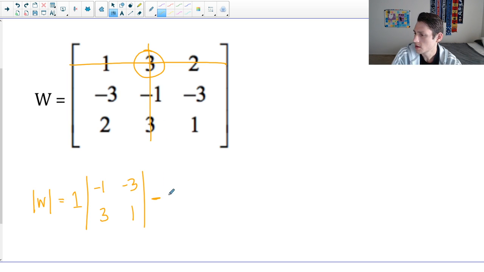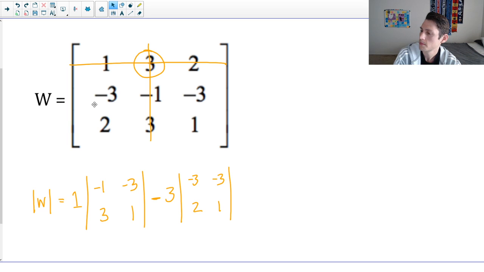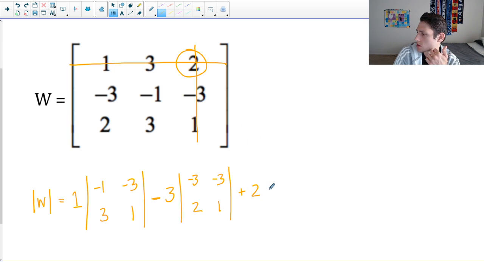Now remember, for the second one, it's minus. We put a minus sign here. That's just part of the formula. So -3, -3, -3, 2, 1. Shift over to now look at that last column from the top row, 2. Cross out that row, that column. So +2, -3, -1, 2, 3.